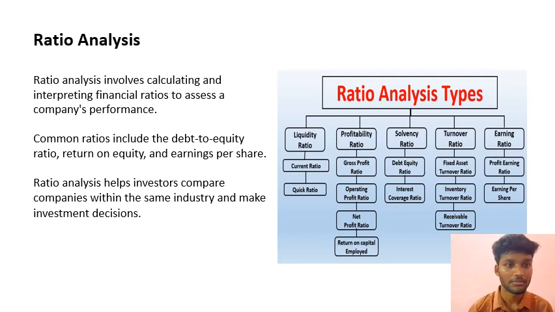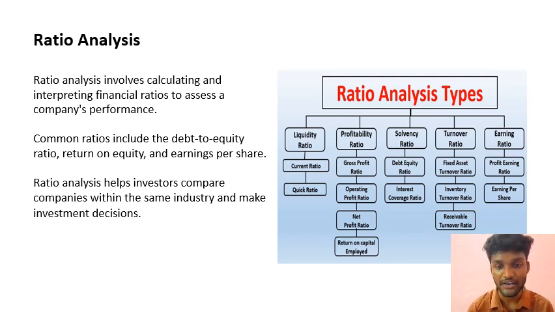Now let's discuss ratio analysis types. Ratio analysis involves calculating and interpreting financial ratios to assess a company's performance. In ratio analysis, there are five types of ratios: the liquidity ratio, profitability ratio, solvency ratio, turnover ratio, and earning ratio.